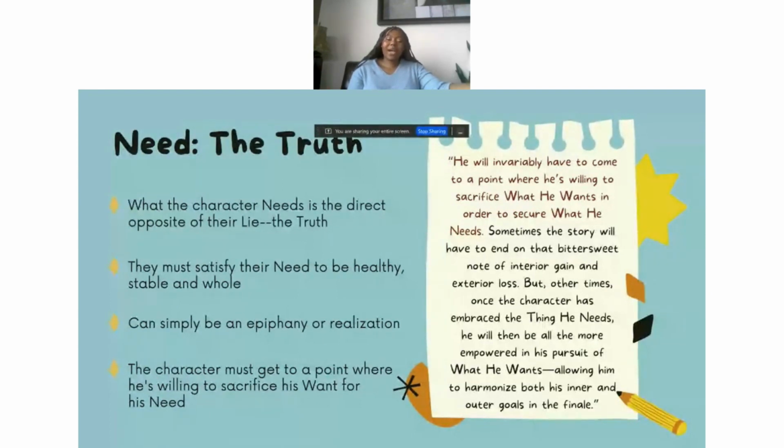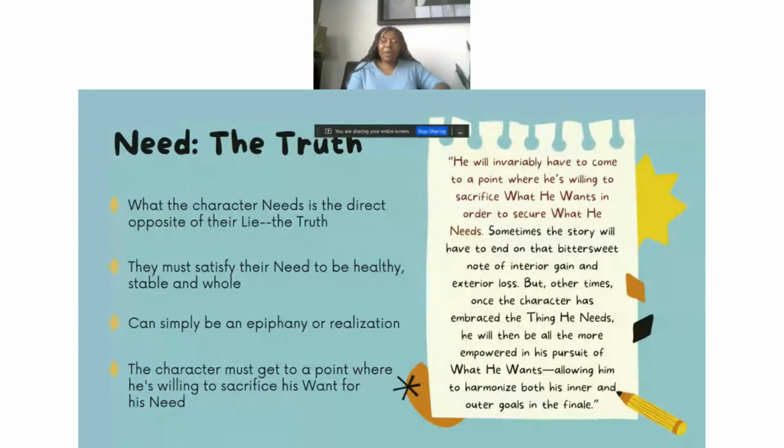So the character must satisfy their need in order to be healthy, stable, and whole. They think the want is what will make them healthy, stable, and whole. What will really get them there is satisfying their need. And most of the time, the need can just be an epiphany or a realization that what they believed this entire time isn't true. It's a realization that the lie is, in fact, a lie.